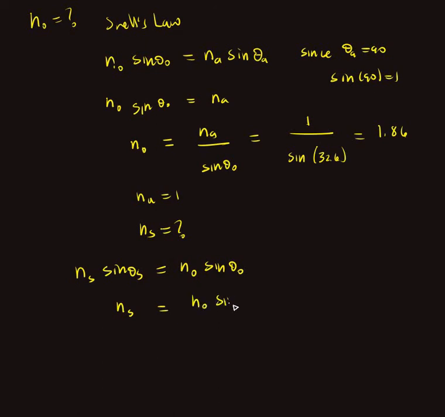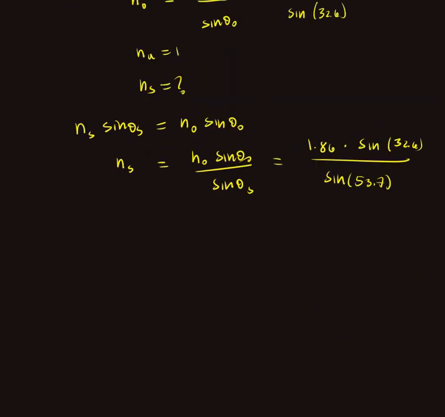So n syrup is equal to n oil, sine of the angle of oil, divided by the sine of the angle of the syrup. That is 1.86 times sine of 32.6, divided by sine of 53.7. If we do this calculation, we get that the index of refraction of this syrup is 1.24. Voila, there it is.